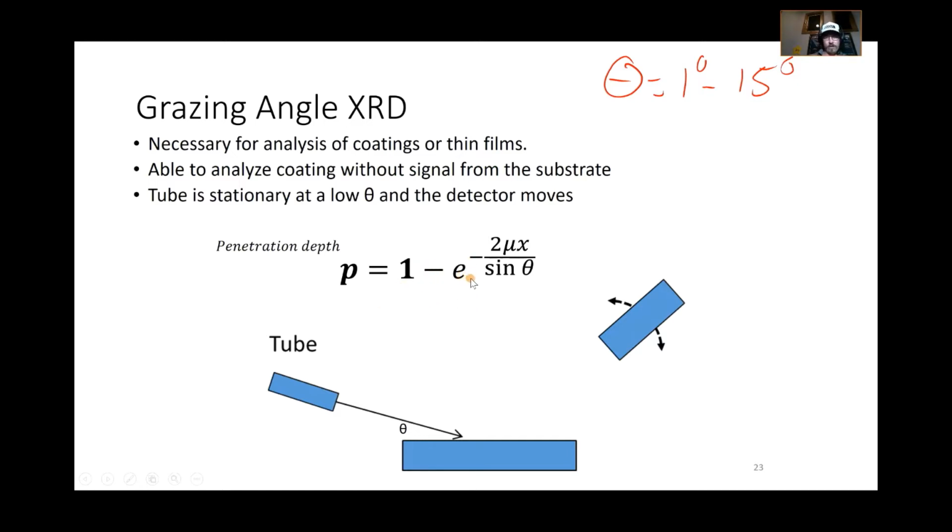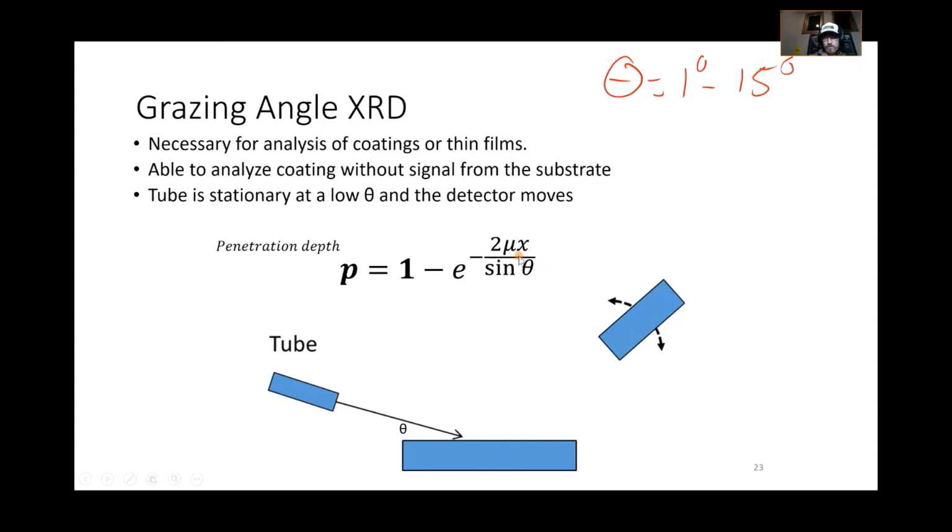I'm real sorry about the quality of this equation. This is an exponent. e to the negative 2 mu x over sine theta. This equation is taking the linear absorption coefficient. So you kind of have to know the density of your material if you don't have linear absorption coefficient data. If you look at that NIST database I pointed out to you, you can get linear absorption coefficient data. So the depth of penetration, 1 minus e to the negative 2 mu x.